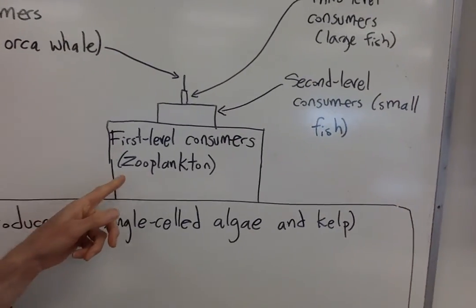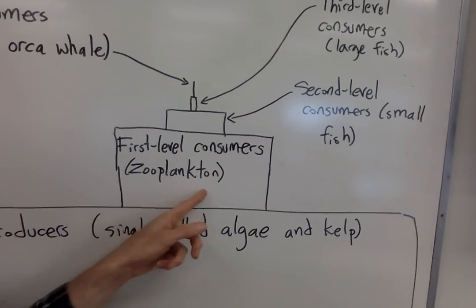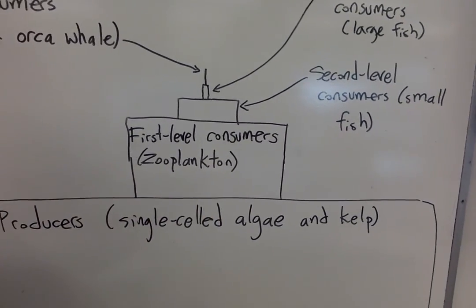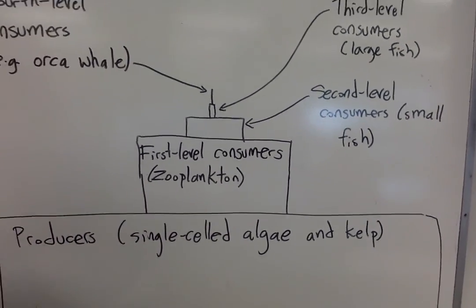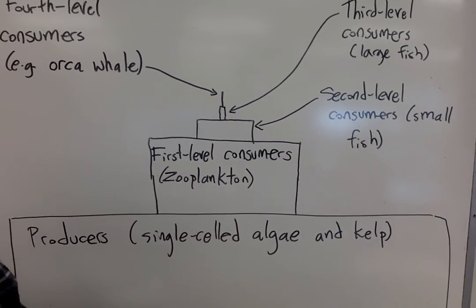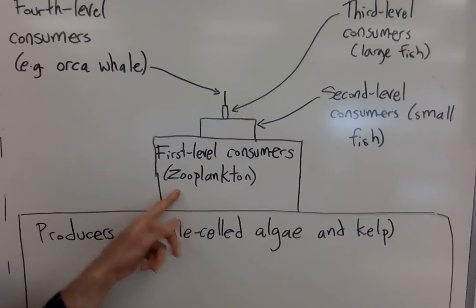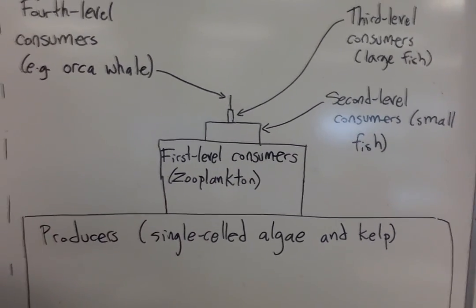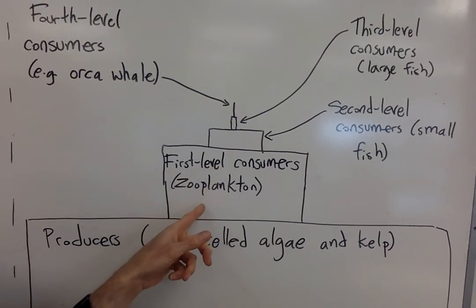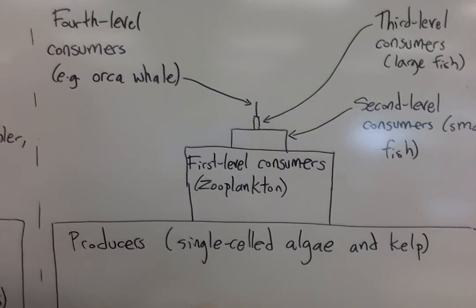What the heck does that mean? Well, zoo means animals, and plankton means little tiny organisms that live in the water, because there's also phytoplankton, which is plant plankton. If you were to see zooplankton under a microscope, they would look like a bunch of little shrimp. Those are your first level consumers, the ones that eat the plants that live in the water.